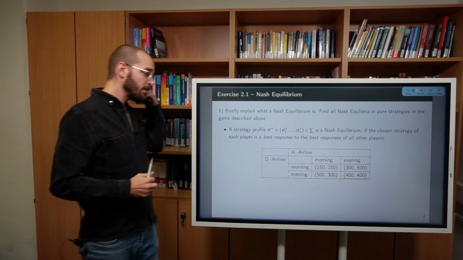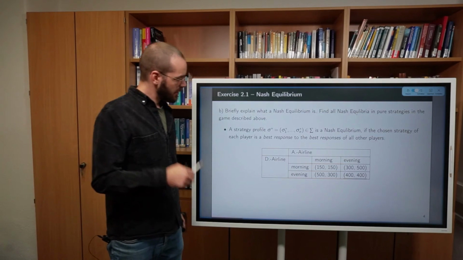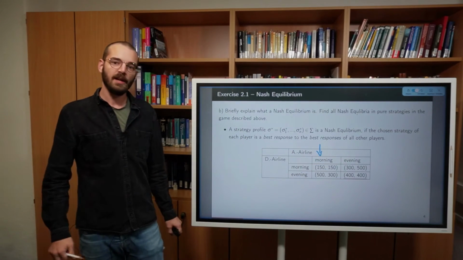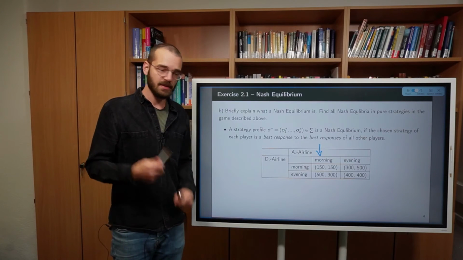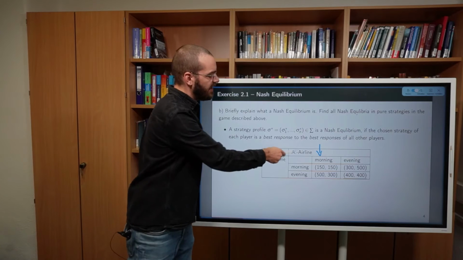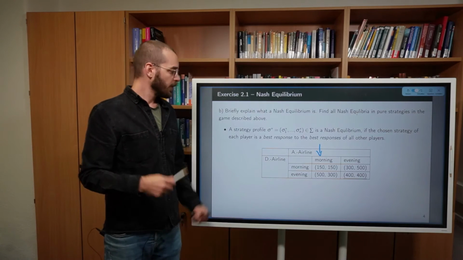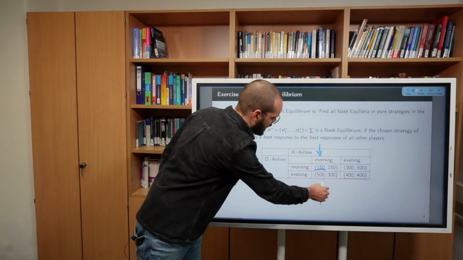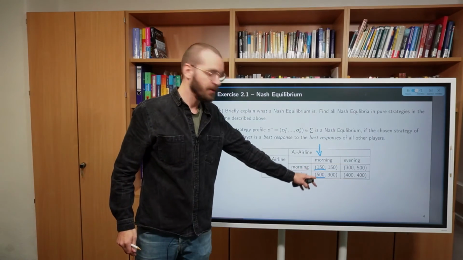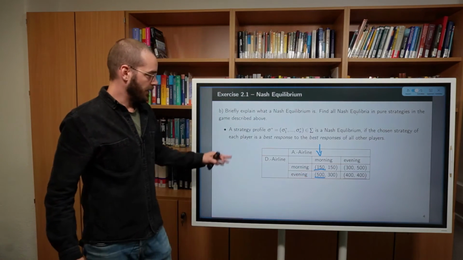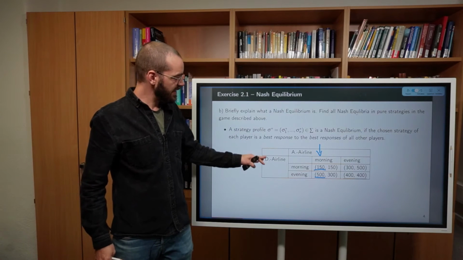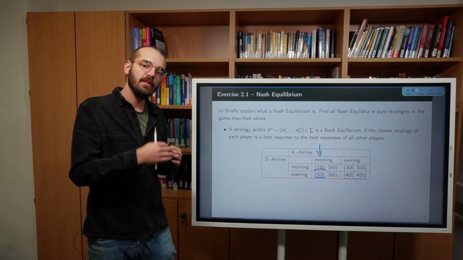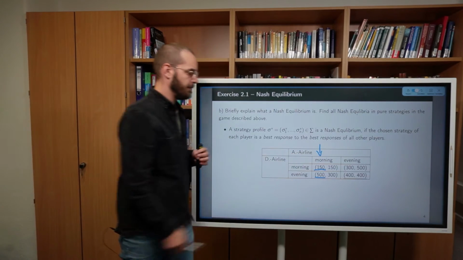So let's do this one by one. In the first step, let's assume for a moment that the A airline is playing their strategy morning. And the question is, what is the best response of the D airline considering A airline is playing morning? So what we are now comparing is the payoffs of the D airline, which, as we discussed earlier, is always written as the first number in the tuple. We are now comparing the payoffs of the D airline for each possible response to the strategy morning played by the A airline. All right.